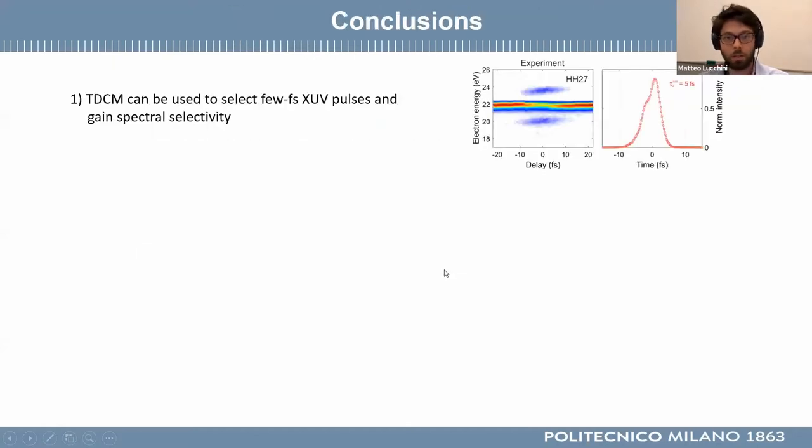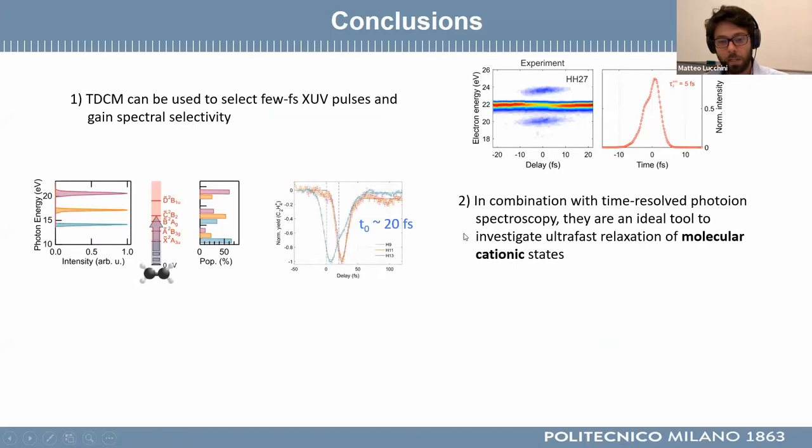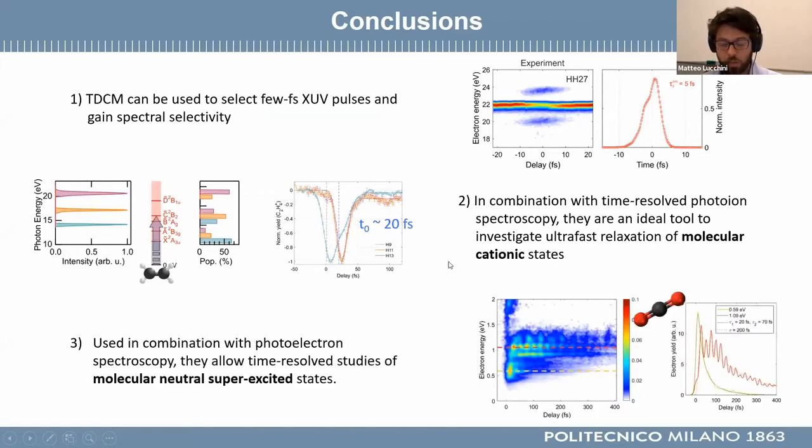I showed you that it's possible to use a time-delay compensated monochromator and, in principle, select a single harmonic to convert it to few-femtosecond pulses, keeping their time duration. And these femtosecond pulses, in my opinion, are very useful to complement femtosecond experiments in molecules, both in combination with photoion spectroscopy, if we want to study the molecular cationic dynamics, or in combination with photoelectron spectroscopy, if we want to study ultrafast dynamics of neutral superexcited states.